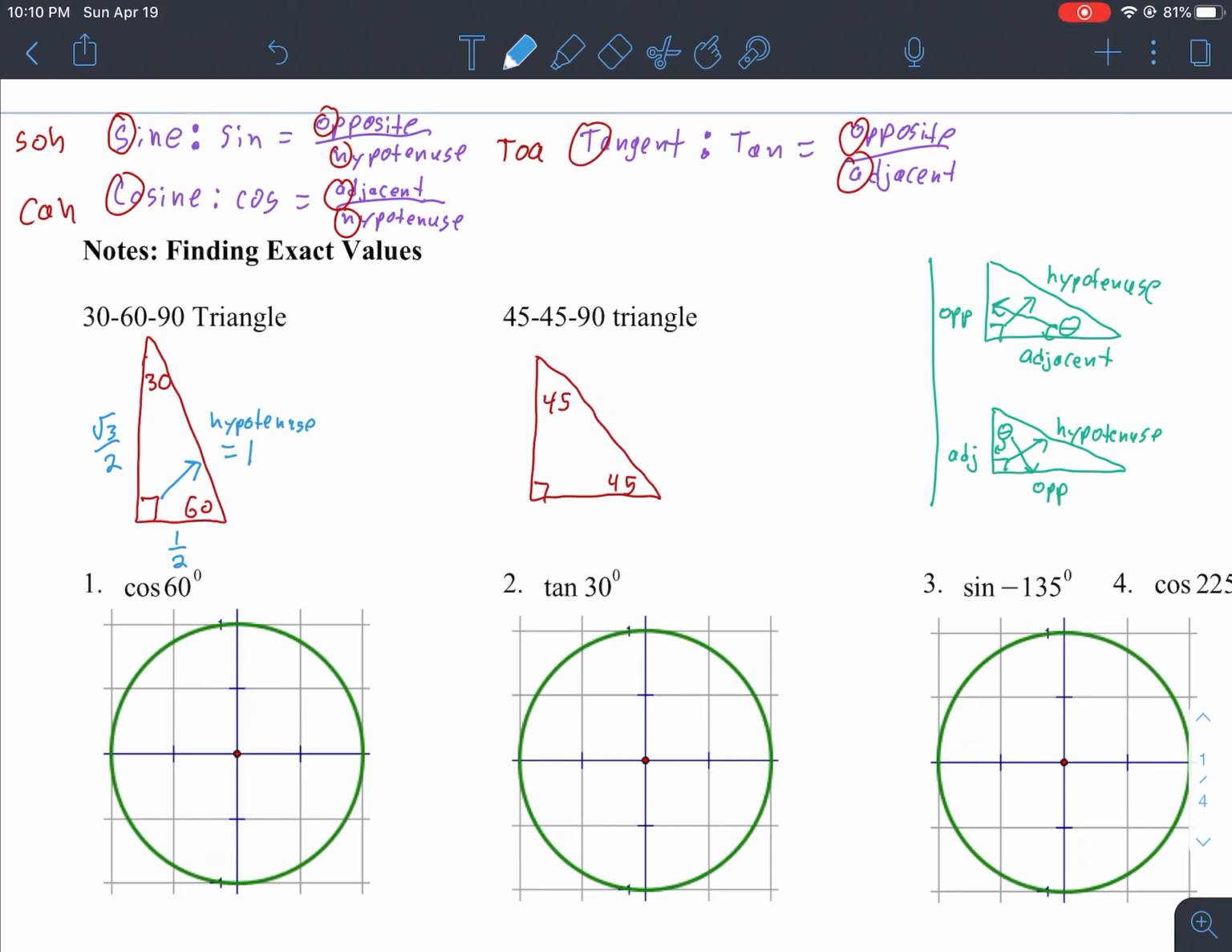Okay, the 45, 45, 90 triangle. This side, called the hypotenuse, has length 1. The other two sides are the same length. They're the square root of 2 over 2 inches.